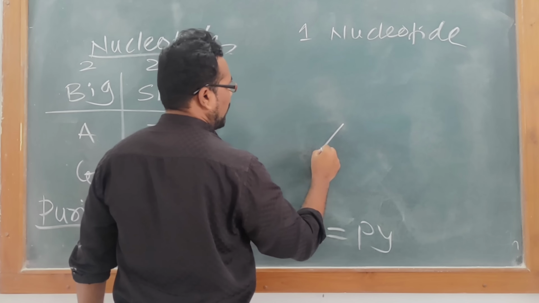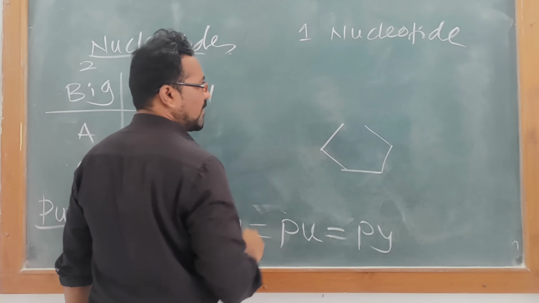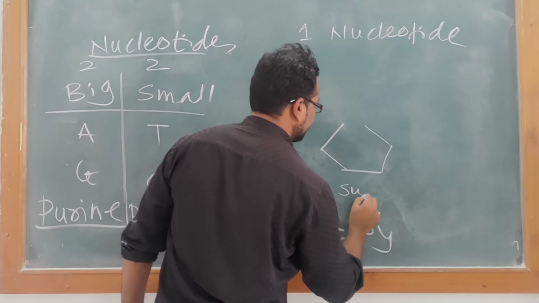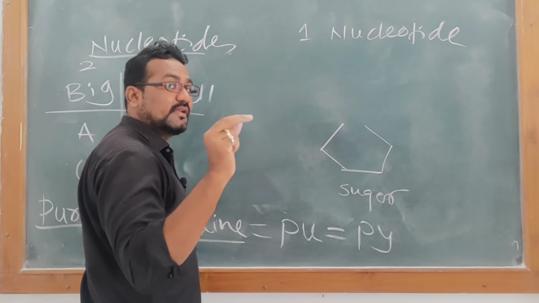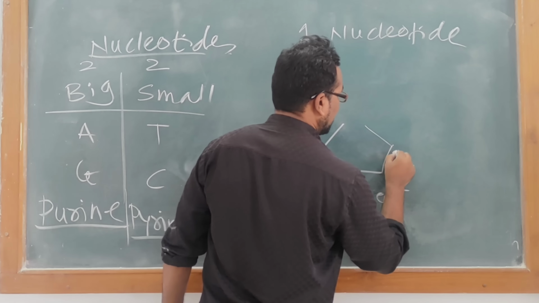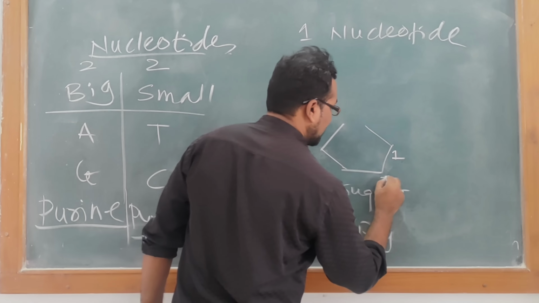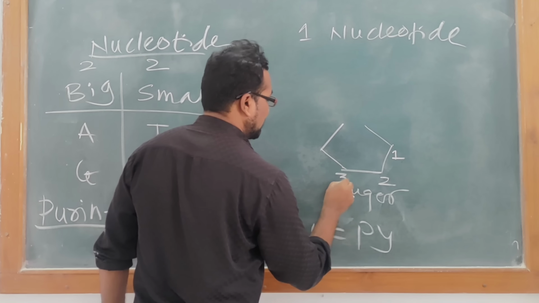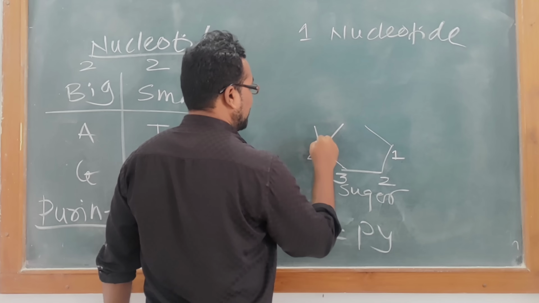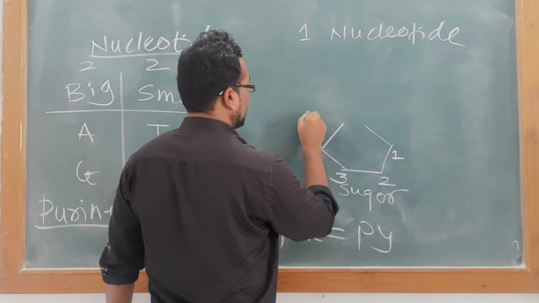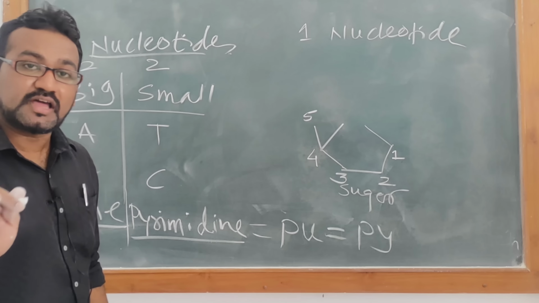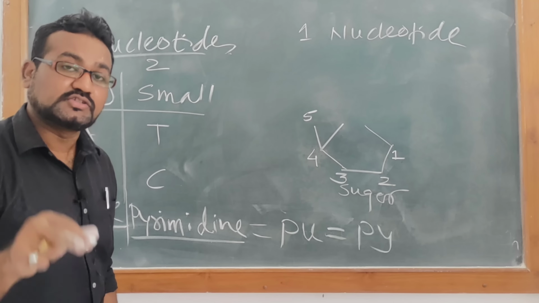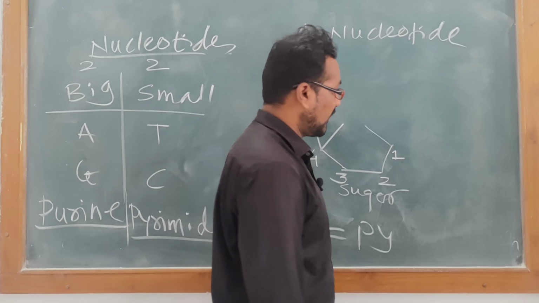you will have the central sugar. This sugar is always a 5 carbon containing sugar. The first carbon is located here, second carbon is always located here, third carbon is here, fourth carbon is here, and fifth carbon is here. 1, 2, 3, 4, 5. A 5 carbon sugar, ribose sugar or pentose sugar you can say. Why pentose? Because 5 carbons are located here.